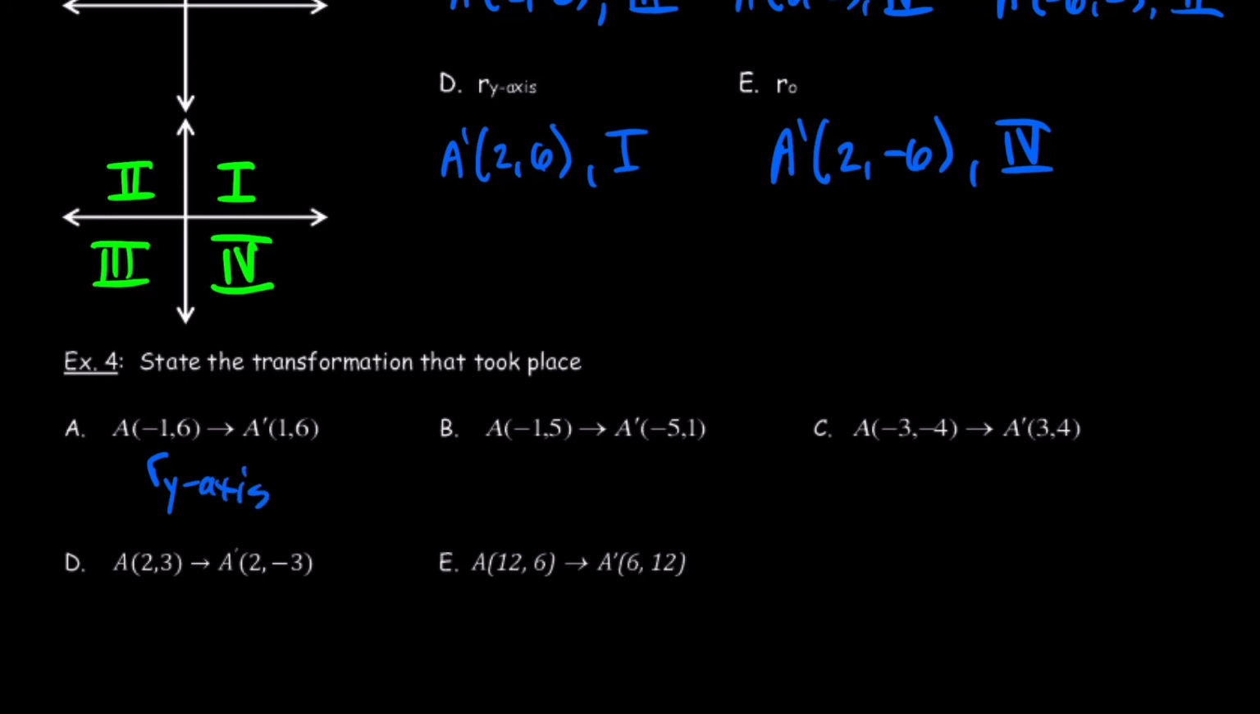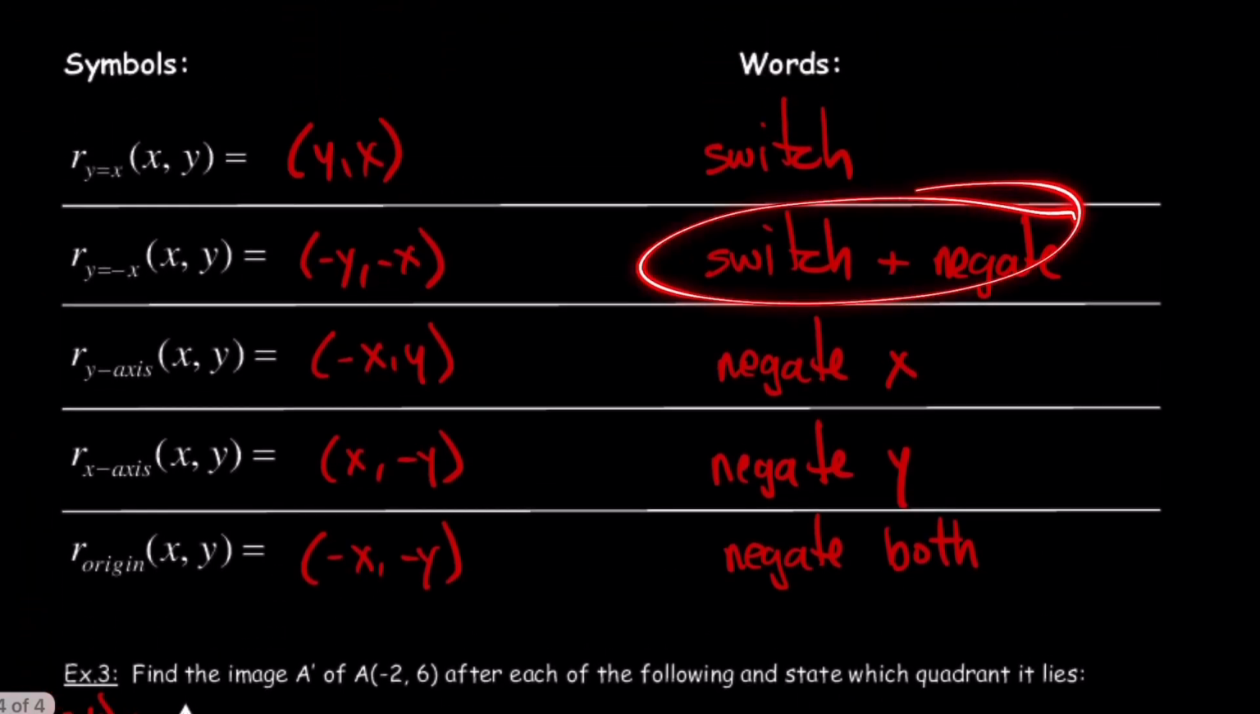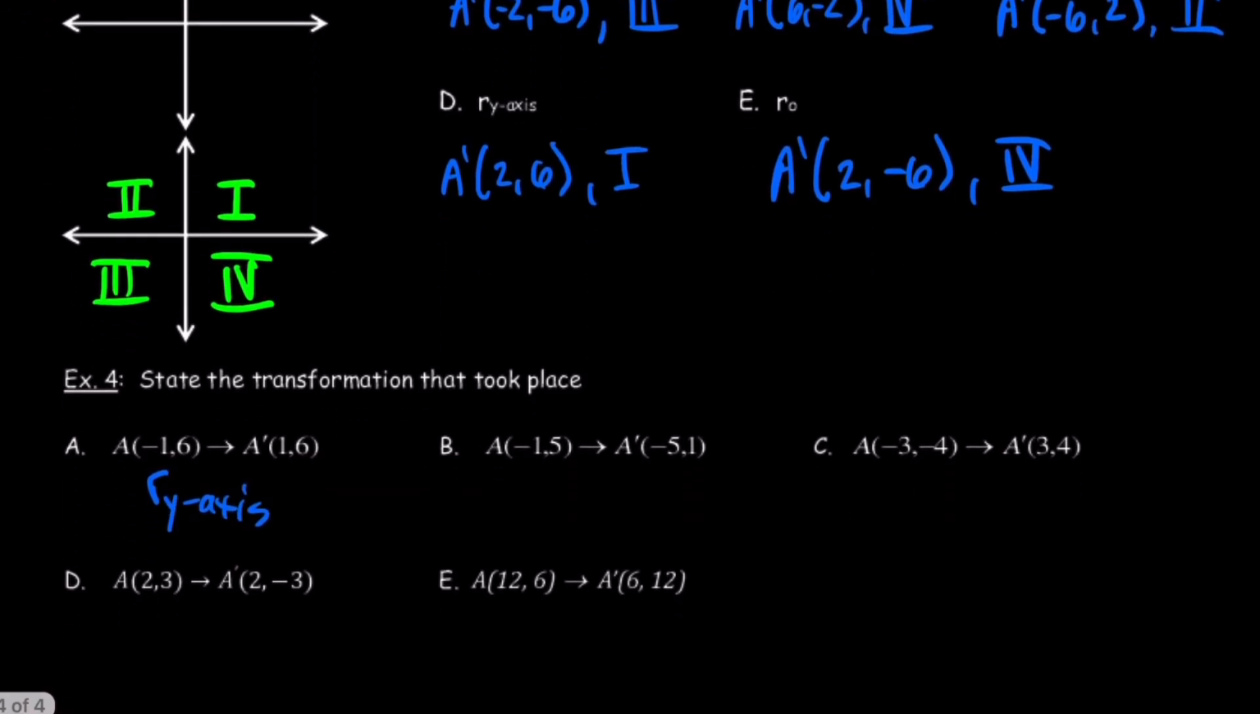Okay, the next one, I went from (-1, 5) to (-5, 1). So I did a couple things here. -1 becomes +1, 5 becomes -5, and the order changed. So what I did here is a switch and negate. Okay, switch and negate is this one. Reflection in the line y = -x.